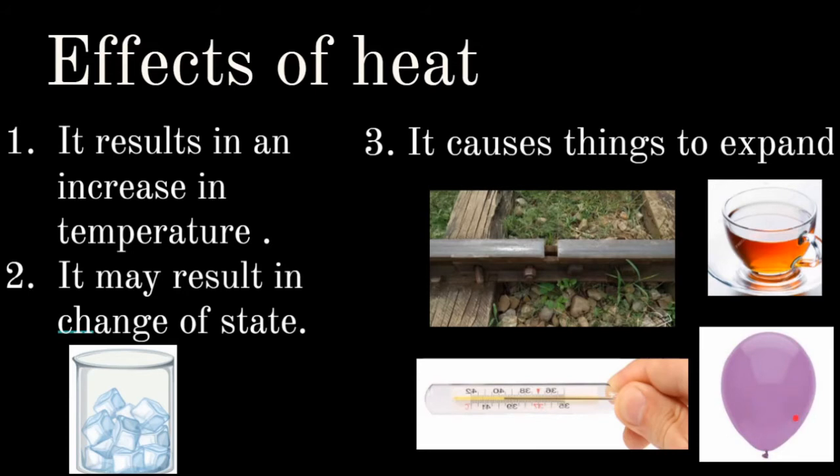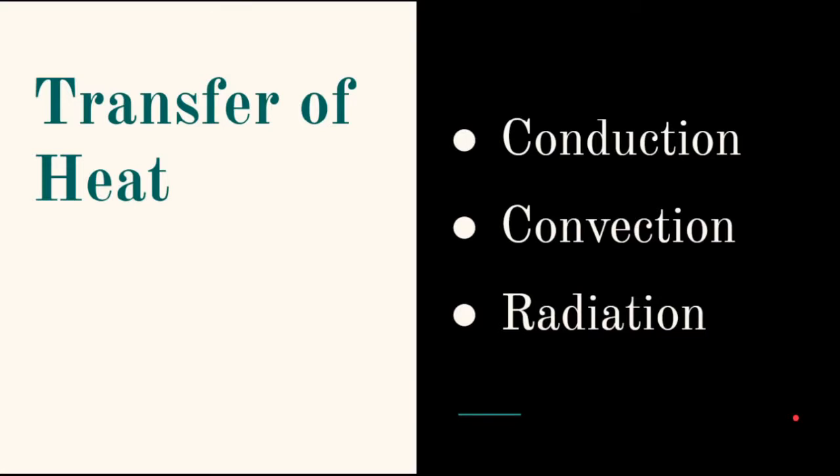Now, what are the different methods of heat transfer? There are three ways in which heat transfer can take place: conduction in solids, convection in liquids, and radiation in gases. So these are the three methods of heat transfer: conduction, convection and radiation.